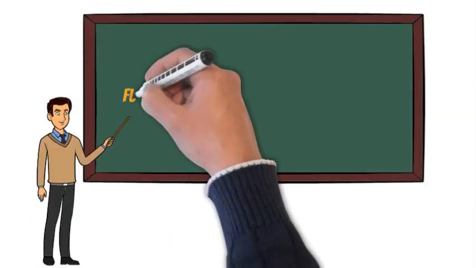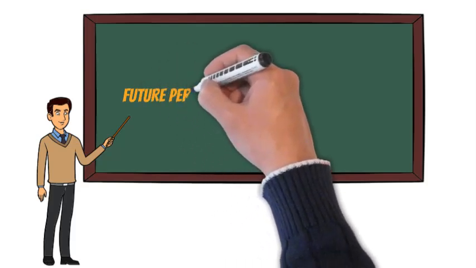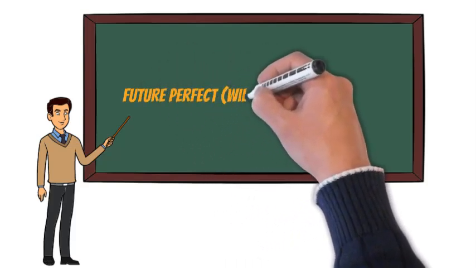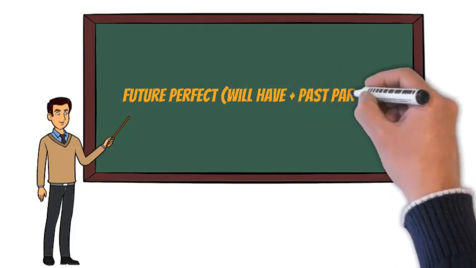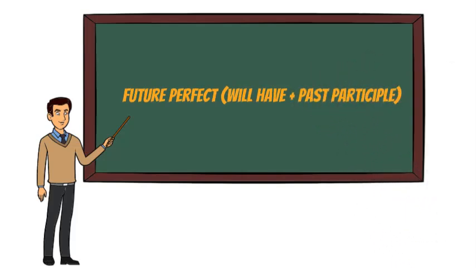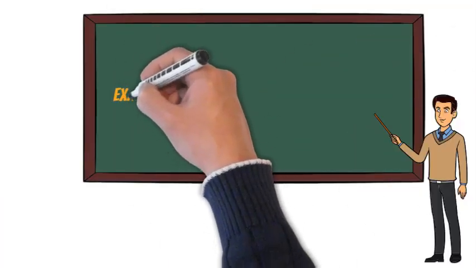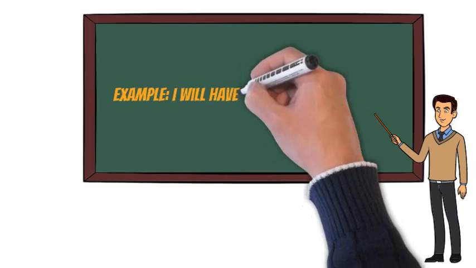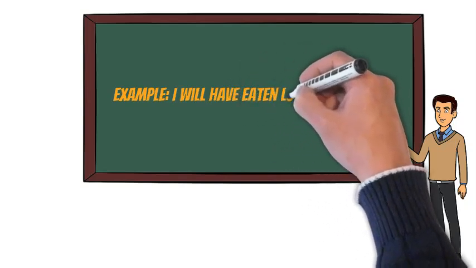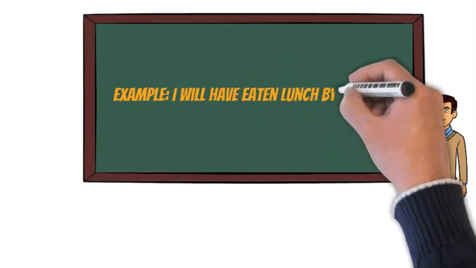The third form is the future perfect tense. We use it to describe actions that will be completed before a certain point in the future. For example, I will have eaten lunch by 2 p.m. This means that by 2 p.m. in the future, the action of eating lunch will be finished.